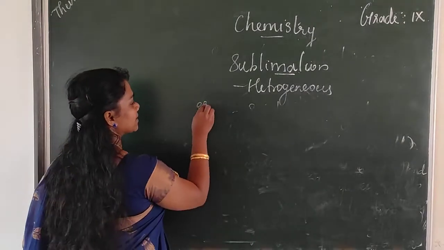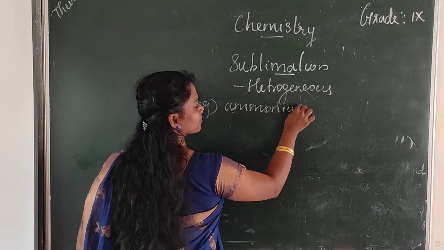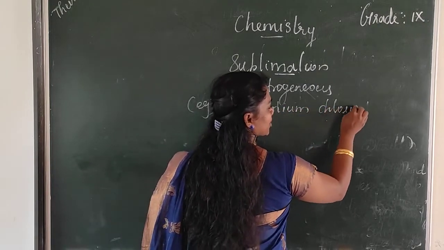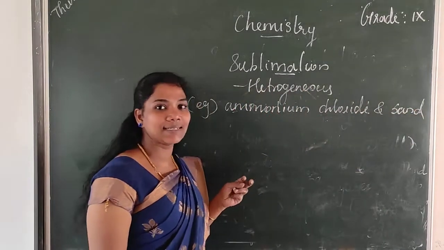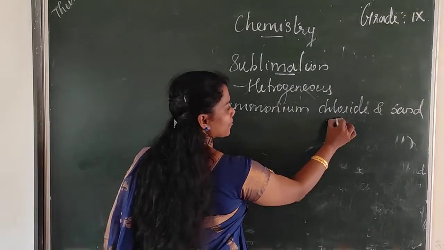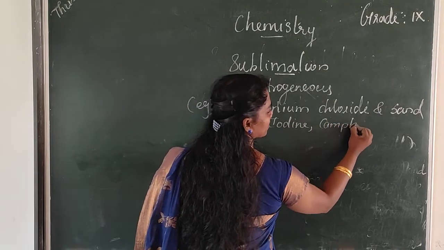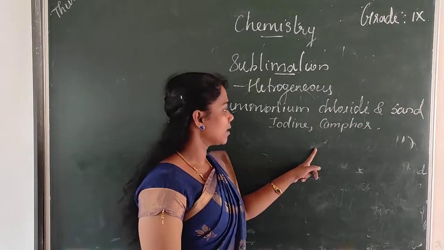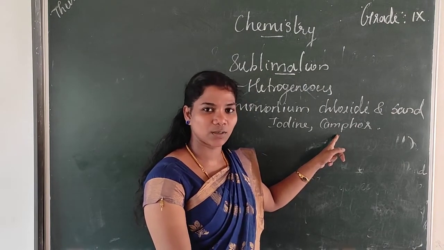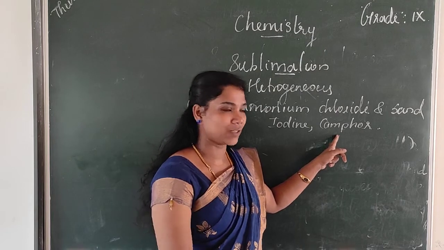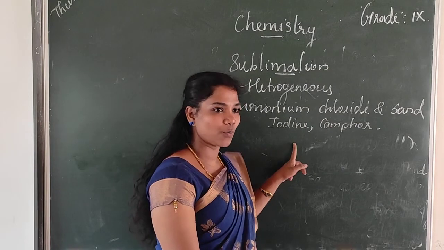For example, we can take ammonium chloride and sand. Or you can take ammonium chloride and sodium salt, camphor and sand, iodine, etc. Instead of ammonium chloride, you can take iodine, camphor, etc. Camphor is the white-colored camphor you all know commonly. That can also be used instead of ammonium chloride, and you can do this experiment at your home and check it.